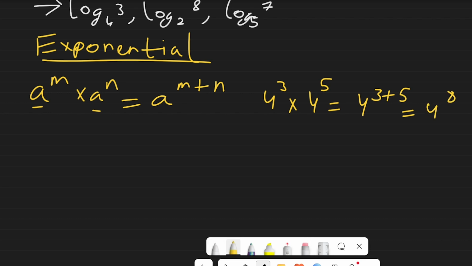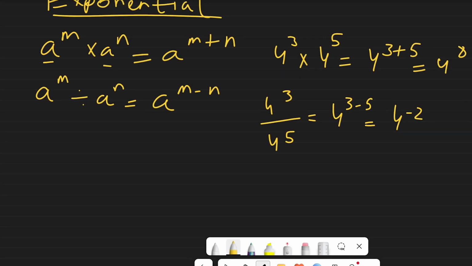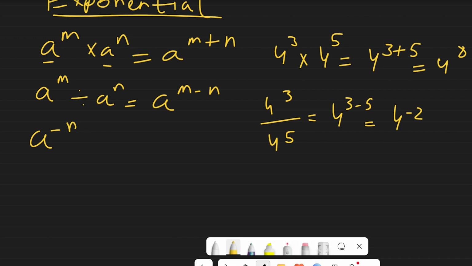Okay, 4 power 8. Another rule is a power m divided by a power n is equal to a power m minus n. Okay, an example could be 4 power 3 over 4 power 5 is equal to 4 power 3 minus 5, is equal to 4 power minus 2. And this makes us go to the third rule, and that is a power minus m, for symmetry, is equal to 1 over a power m.